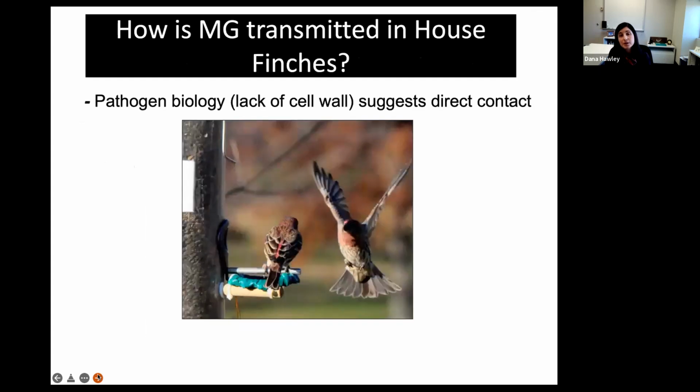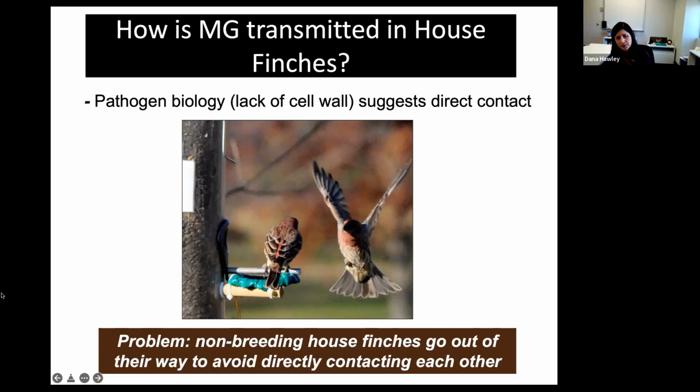So how is MG transmitted in house finches? Given this kind of pathogen biology, that would suggest that it's mainly a directly transmitted infection. And that makes a lot of sense from the epidemiology of the spread. But in terms of how it actually gets from bird to bird, we know that house finches during the times of year that MG is epidemic, which is the non-breeding season, are actually going out of their way to really avoid directly contacting each other. So there is some physical contact during the breeding season, for example, when birds are feeding young or feeding each other as a mated pair.